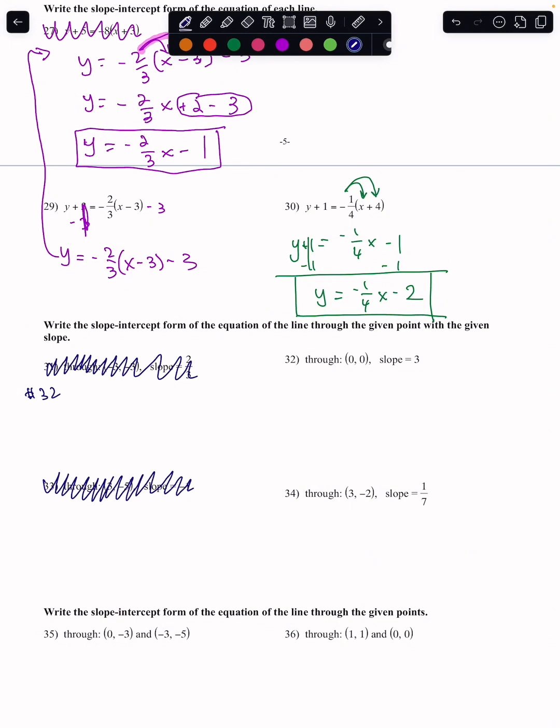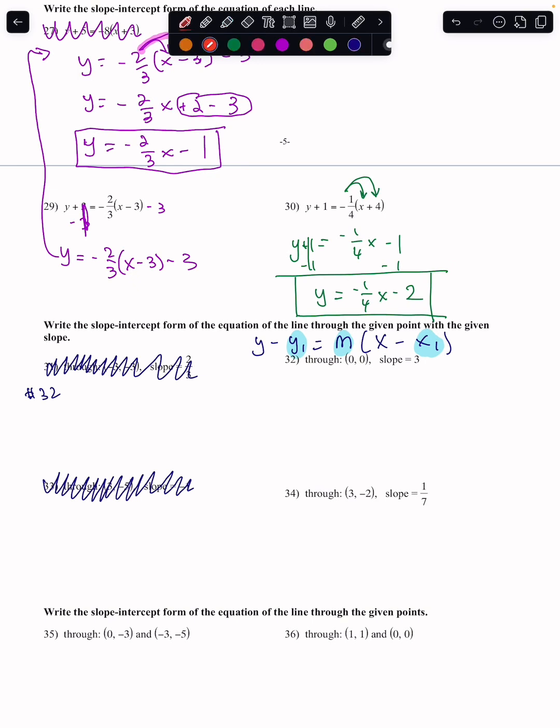So remember how I start. I write this out, and I just leave the blanks. Y minus something equals something, parenthesis x minus something else. And then remember, based on, so it goes to 0, 0. So 0 is going to go here. 0 is going to go there. My slope is 3.